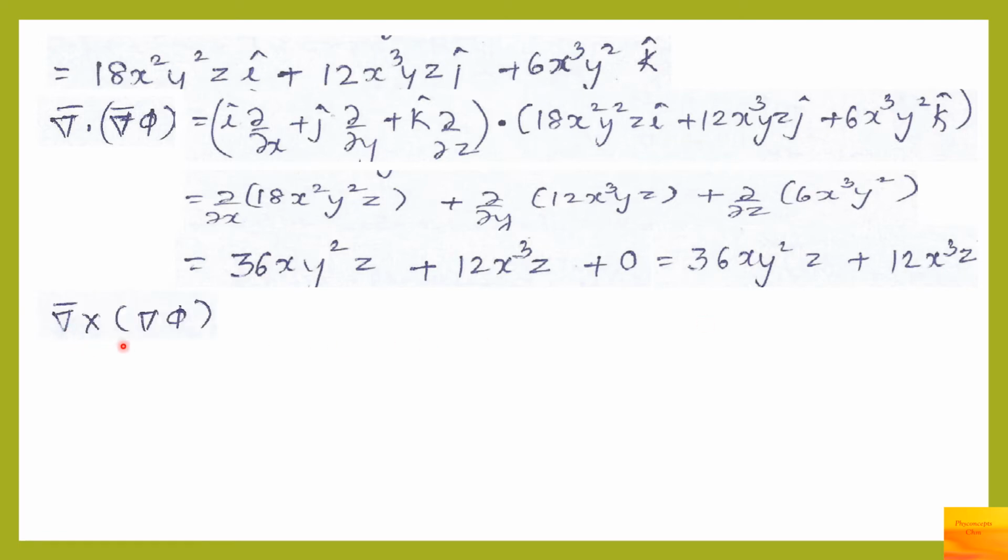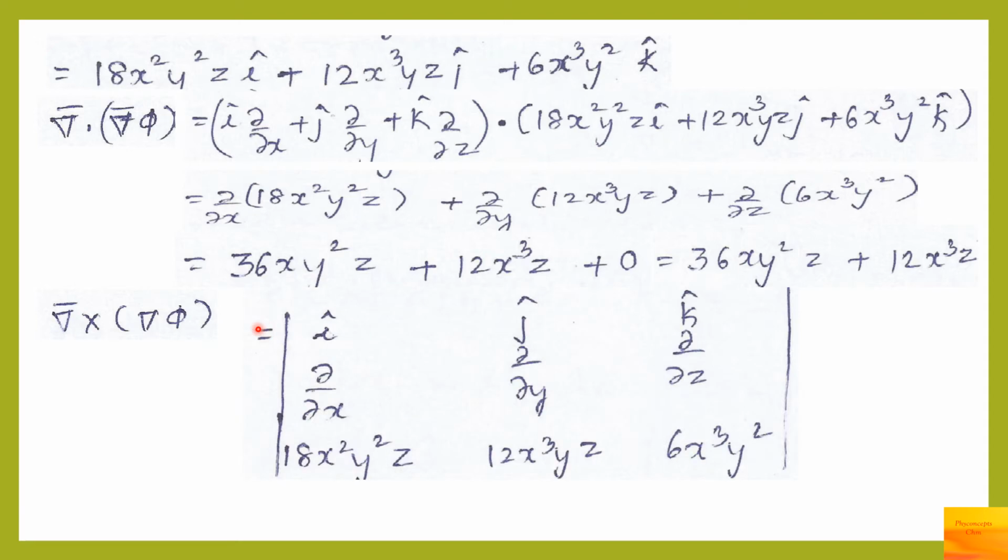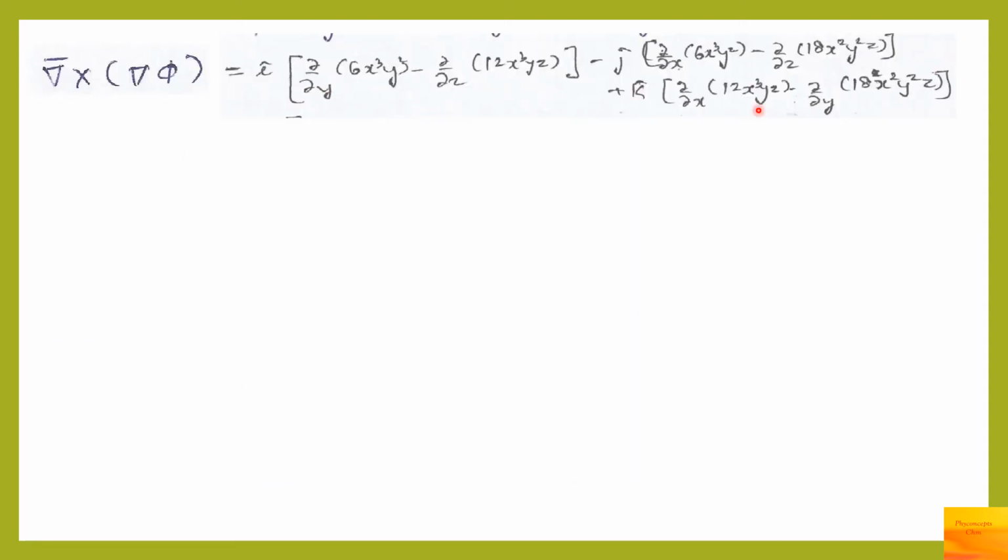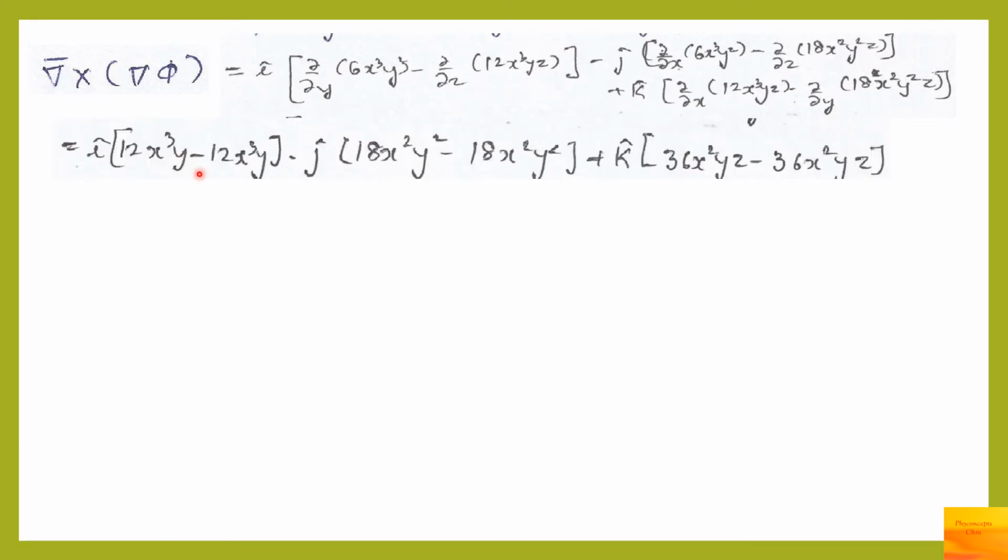Again now we will find del cross del phi, substituting everything here in the form of a determinant. On the third row we have the components of del phi, that is this vector. We have written down the components, and solving this determinant in this way we get this equation. So you can see that in each bracket everything is the same, the terms are the same, so we get 0. That is, we had seen the property that the curl of a gradient is 0.